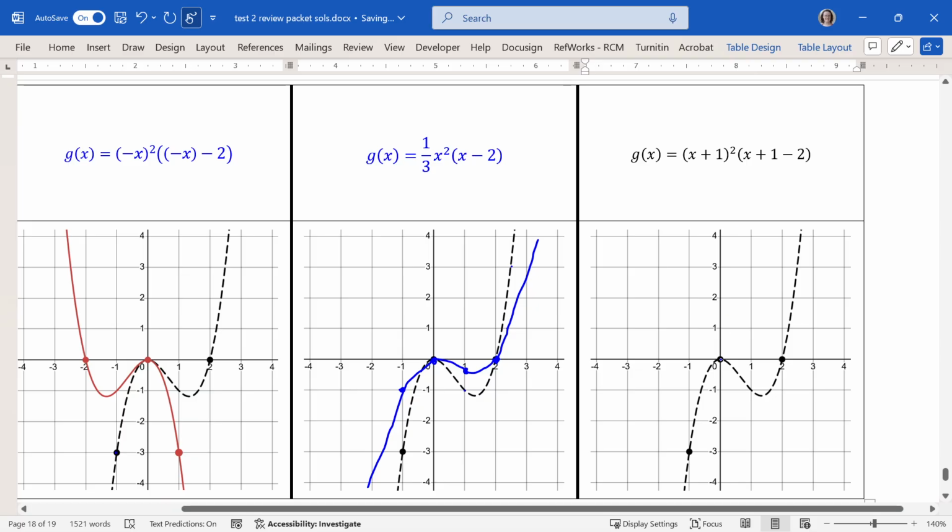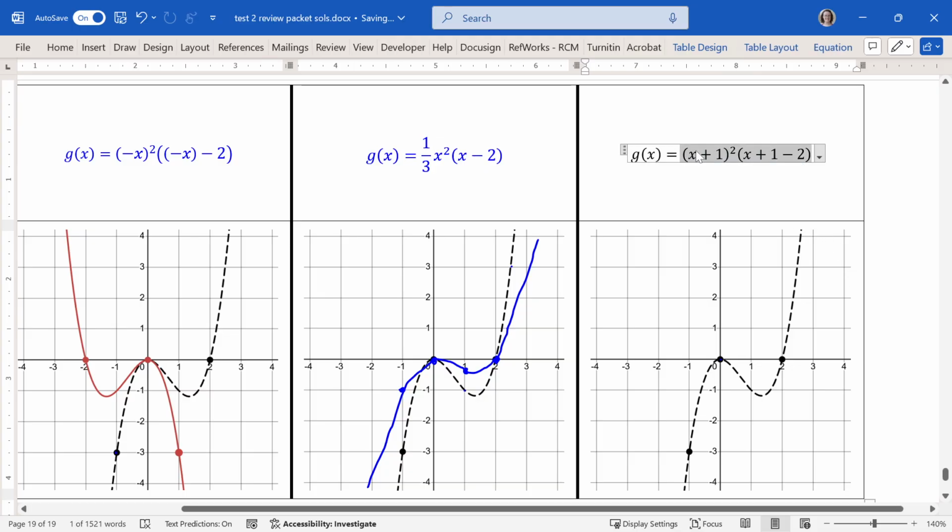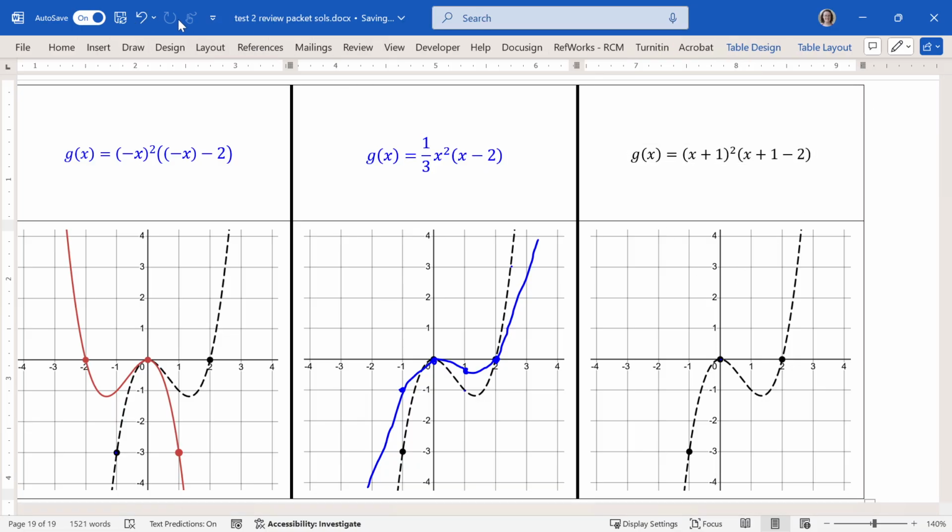So when I plug in 0, what do I get? Let's plug in 0 right here. 0 plus 1 squared, so that part's going to be 1. And then 0 plus 1 minus 2, so this is going to be -1. So 1 times -1. So when I plug in 0, I'm getting -1. Okay, so this is right here. And that's because this point right here moved over. So you can just keep plugging in points like that.